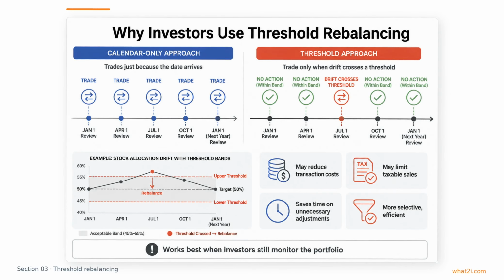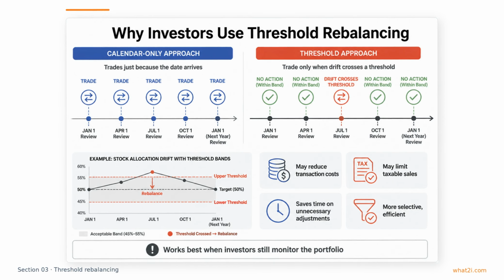It avoids transactions that happen only because a review date arrived, even when the portfolio is still close to target. That selectivity may reduce transaction costs and, in taxable accounts, may reduce unnecessary realized gains. It can also save time by limiting action to situations where drift is actually meaningful. The process still preserves discipline, but it tends to be less active than a strict calendar rule. For investors comfortable with monitoring, that efficiency can be appealing.